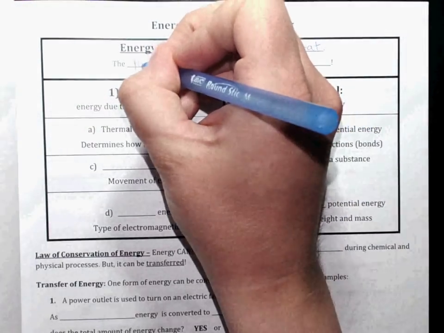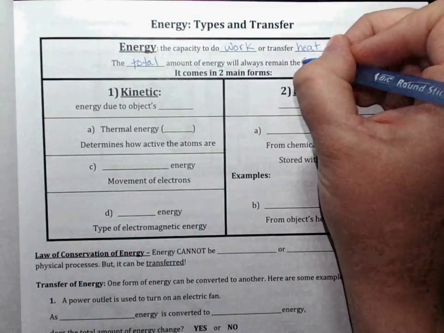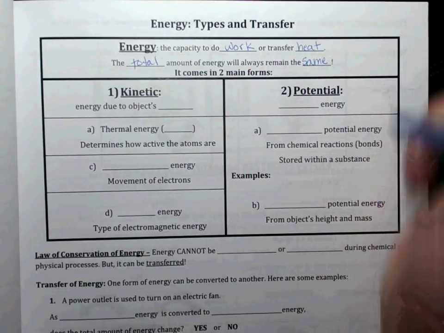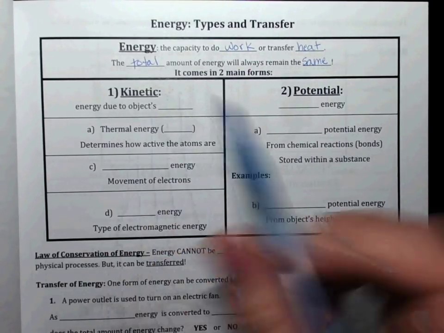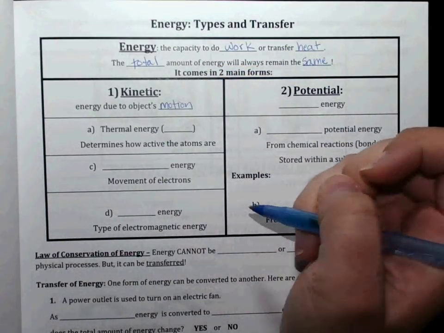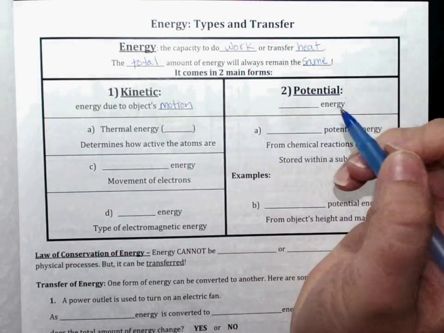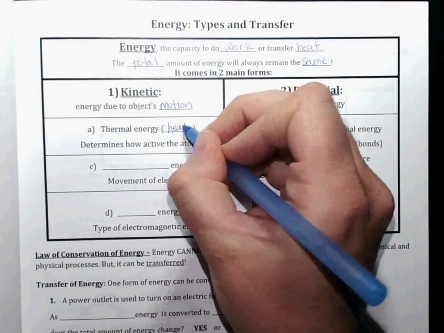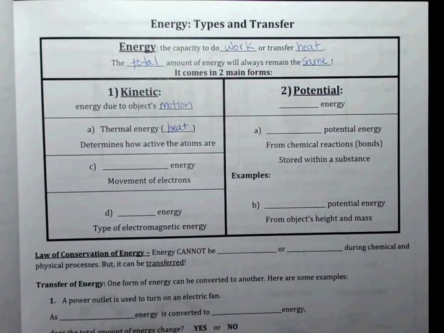The total amount of energy always remains the same. Energy can come in two main forms. It can be kinetic, which is energy due to an object's motion. For instance, thermal energy, like heat. It determines how active the atoms are, how much they're moving on an atomic level, how much the electrons are moving, how much the protons and neutrons are moving, how much the atoms are moving in relationship to other atoms they're bonded with, or sitting around, and so on and so forth, vibrating, all of that.